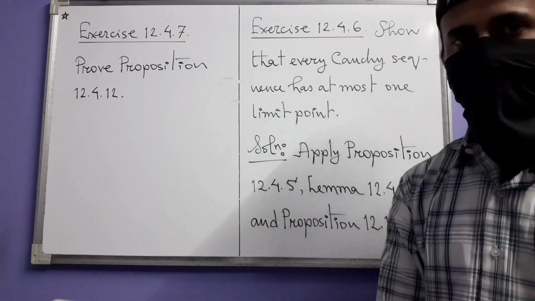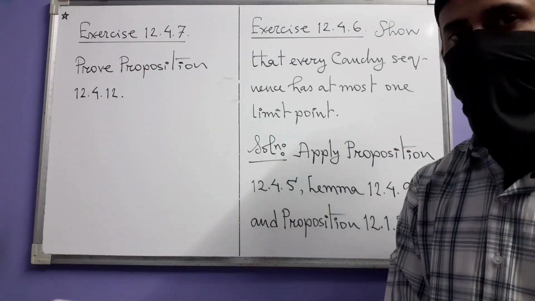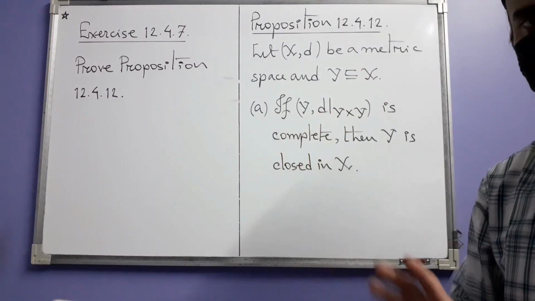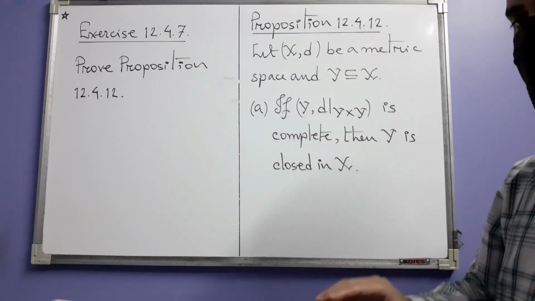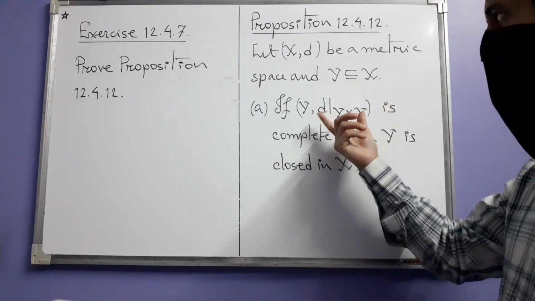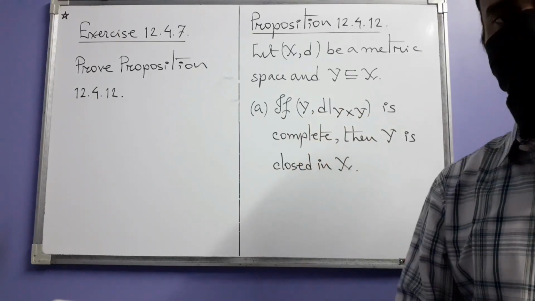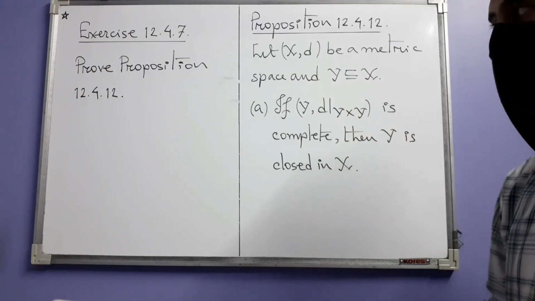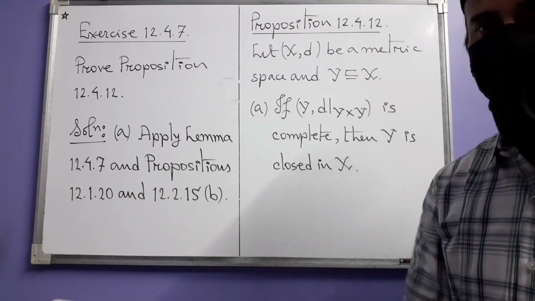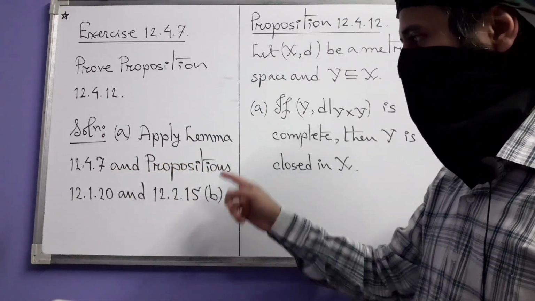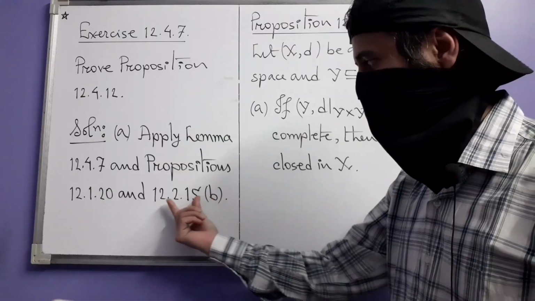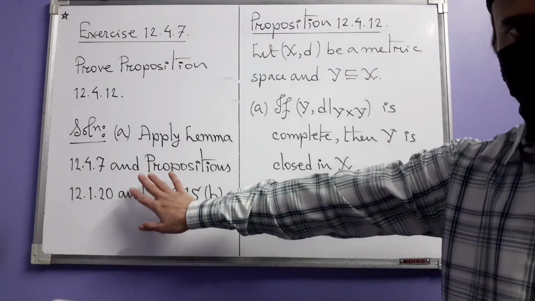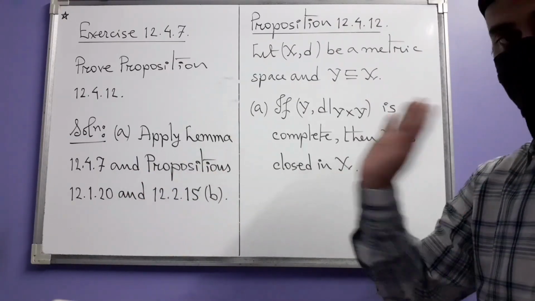Let's see another one, number 7, where we have to prove Proposition 12.4.12, that last one. This is the statement of this proposition, one half of it actually. Let (X, d) be a metric space and let Y be a subset of X. If the subspace Y is a complete metric space, then the subset Y is closed in X. That is part A. And the solution to part A again is like that. Apply Lemma 12.4.7 and Propositions 12.1.20 and part B of Proposition 12.2.15. Going through the statements of these things, you should be able to figure out why.